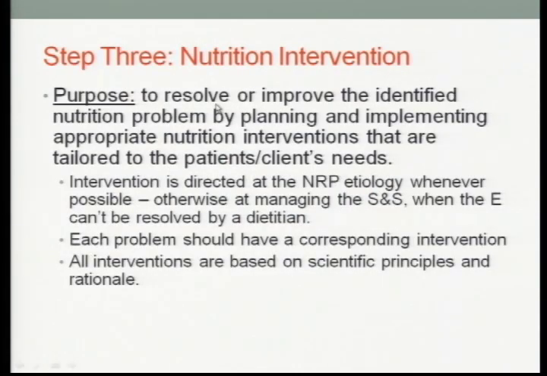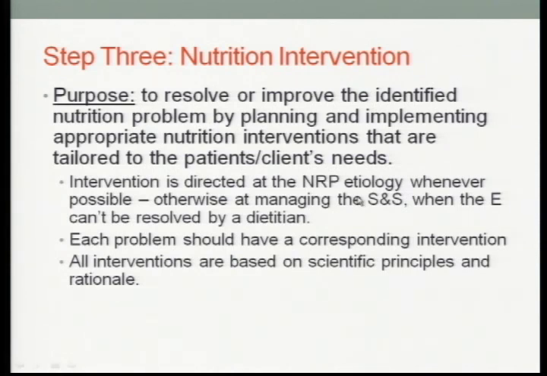So step 3 is the intervention. As I said before, this is an area that needs more detail, more delineation, so that we really know what we're doing in a precise manner that lets us know what was effective and what wasn't effective for each nutrition problem, or for the biggies at least. The purpose is to resolve or improve the identified nutrition problem by planning and implementing appropriate nutrition interventions that are tailored to the patient's needs. An intervention is directed at that etiology, as I said before, wherever possible, although sometimes you can't.